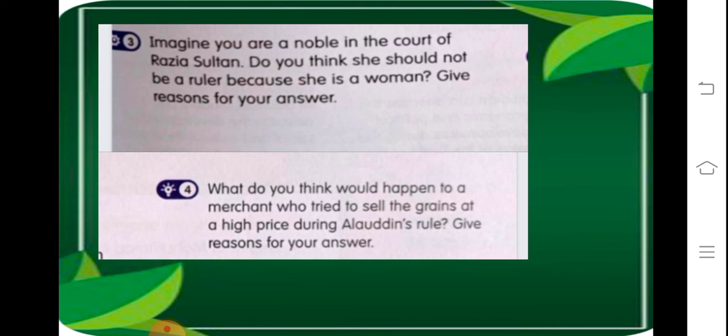Now the fourth question is, what do you think would happen to a merchant who tried to sell the grains at a high price during Alauddin's rule? Give reasons for your answer. Alauddin Khilji had introduced price control measures to ensure that goods were available to common people at reasonable rates. The merchant who tried to sell the grains at a high price during Alauddin's rule would be arrested and imprisoned.